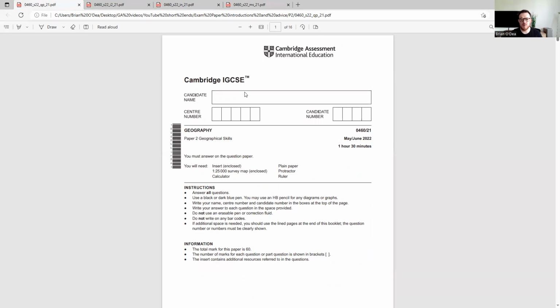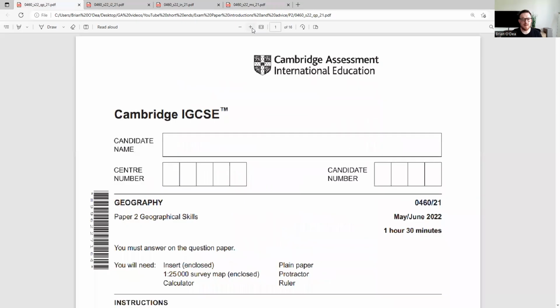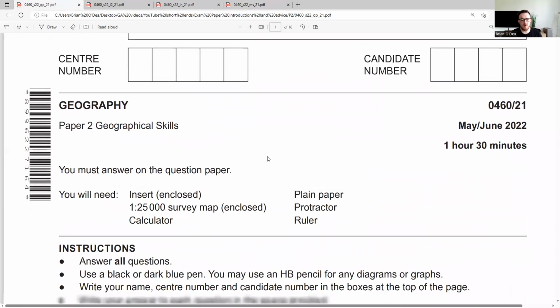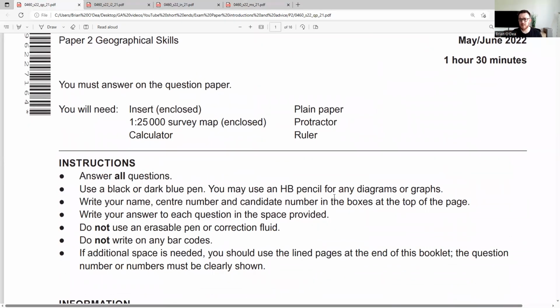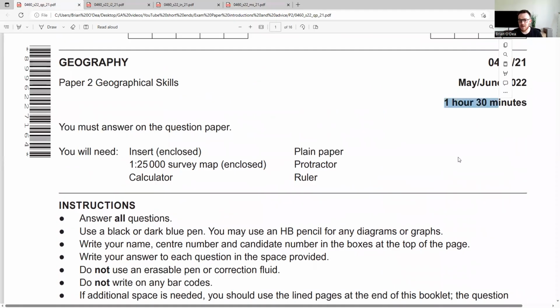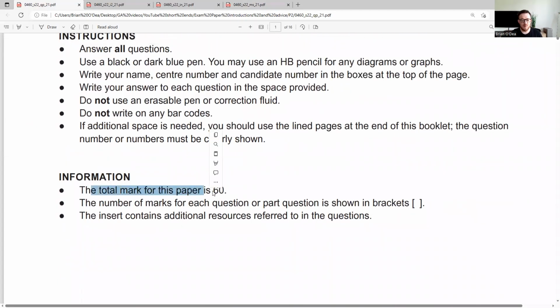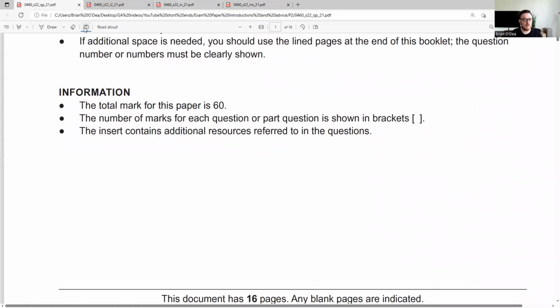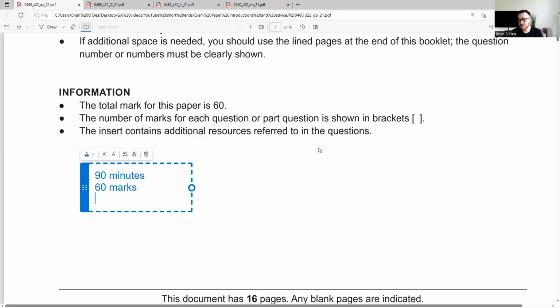The first thing I want to talk through today, I might zoom in on this actually, might be more helpful, is timing. Timing is absolutely crucial. I talk about this a lot in the paper 1 course that I made and in my whole GCSE course. So we have 1 hour and 30 minutes, and here it says total marks is 60 marks in total. So it's not too difficult to understand. We've got 90 minutes and you've got 60 marks. So if you work that out, it's 1.5 minutes per mark.